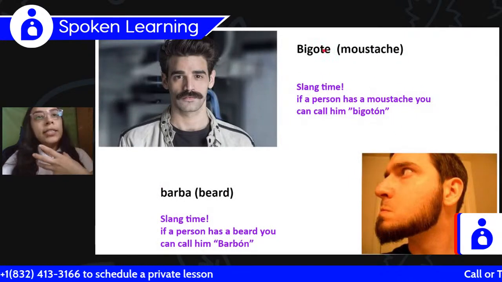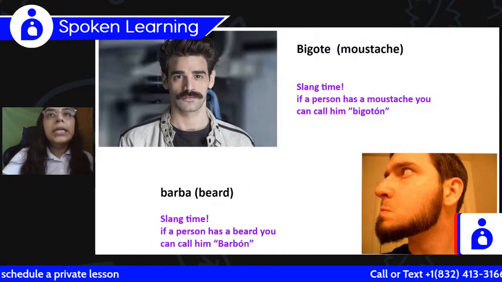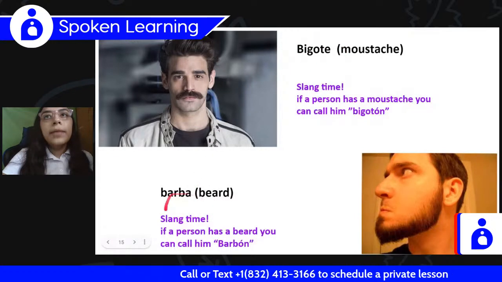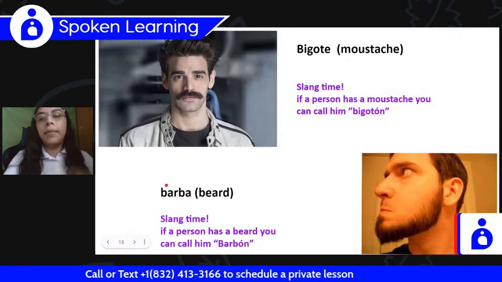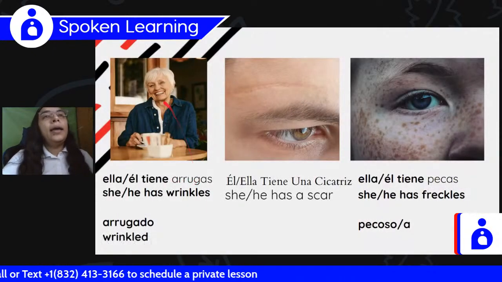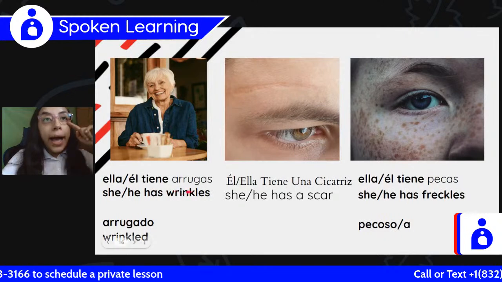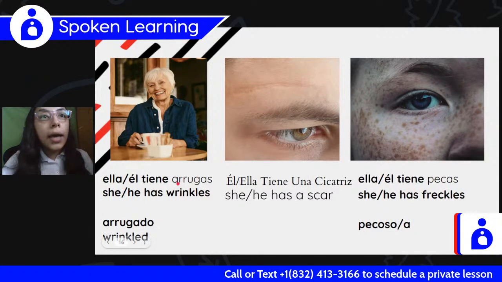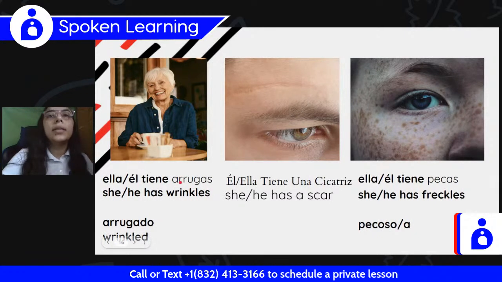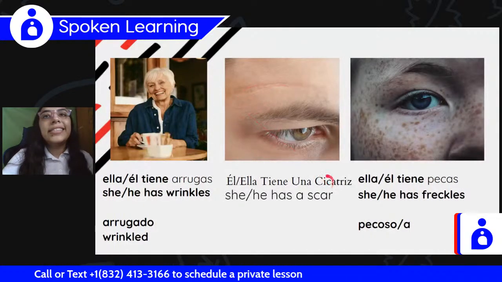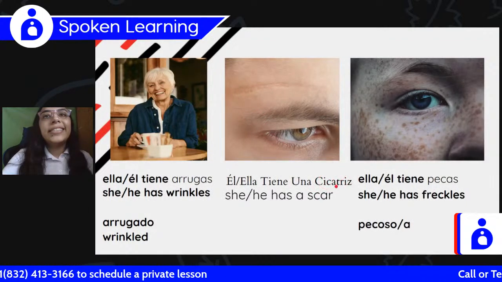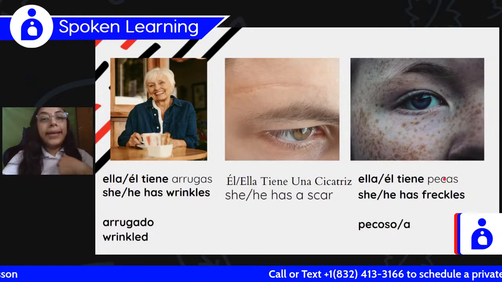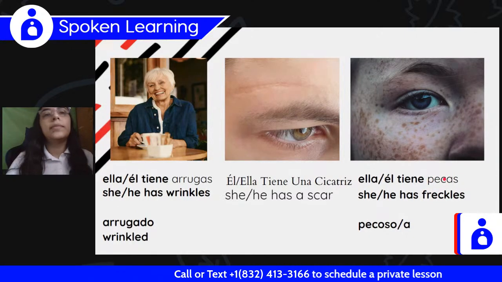For additional things like the mustache or the beard, we use bigote o barba. Bigote, barba. Muy bien. Wrinkles, arrugas. When we start to get older, tengo arrugas. I have wrinkles. Tengo arrugas. Scar, cicatriz. And freckles, pecas. So, in my case, yo no tengo pecas.